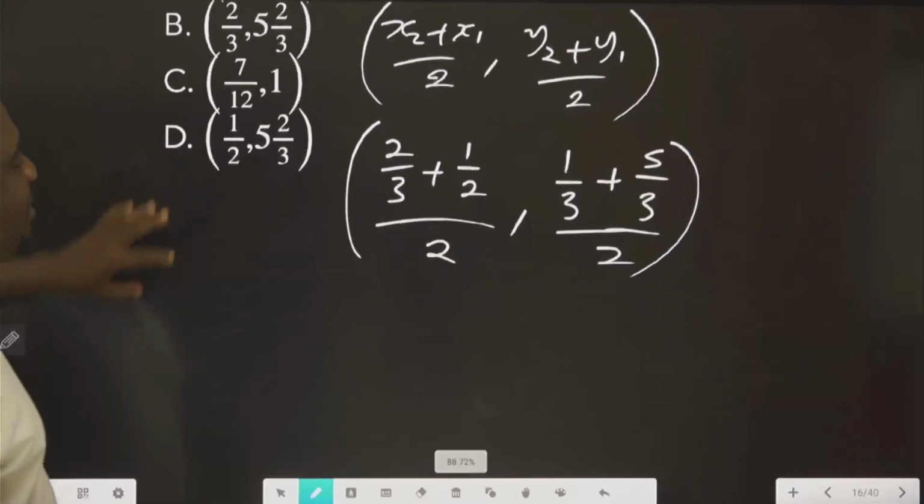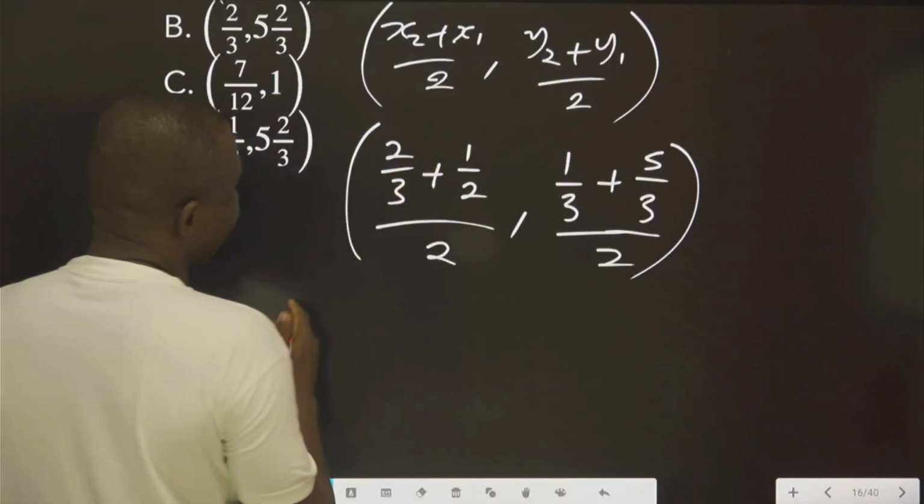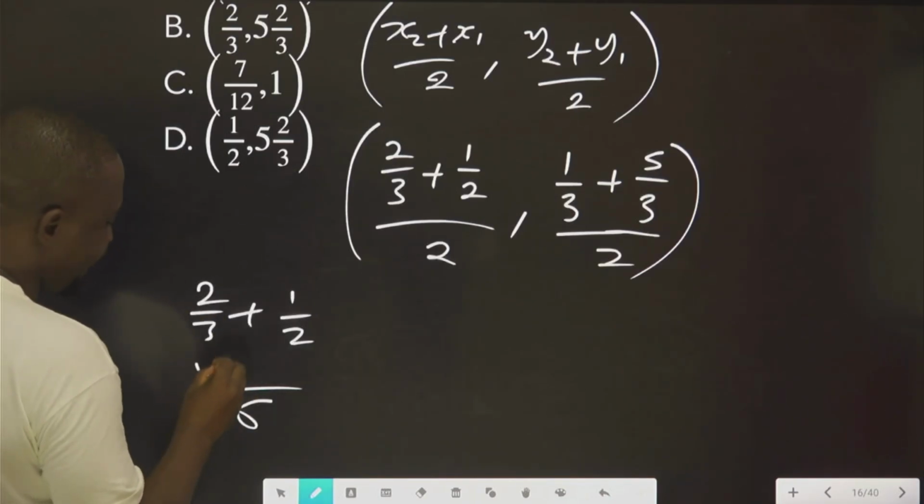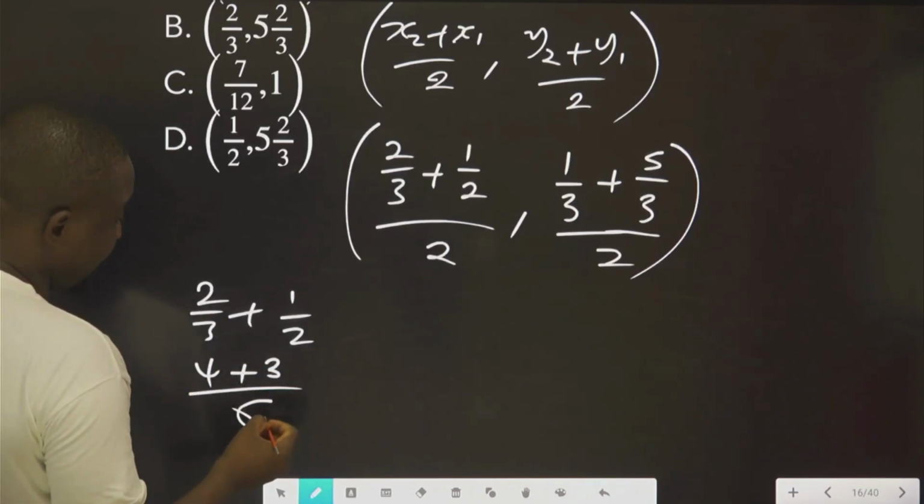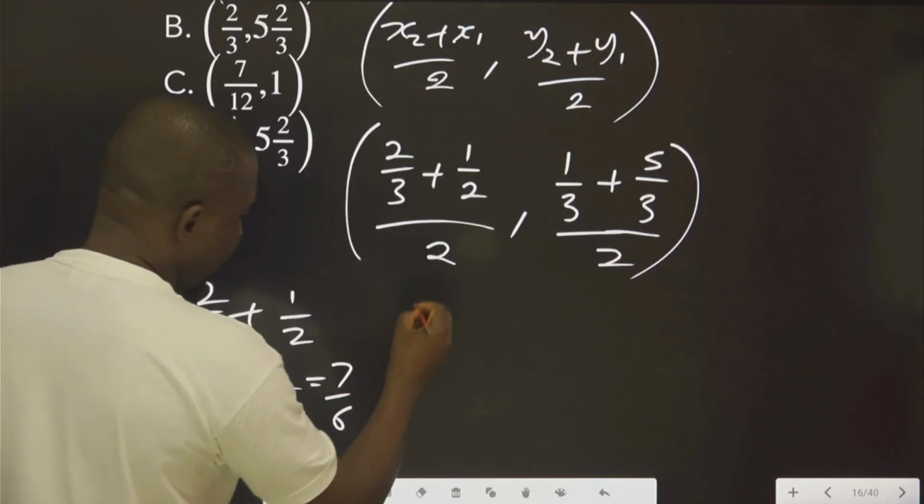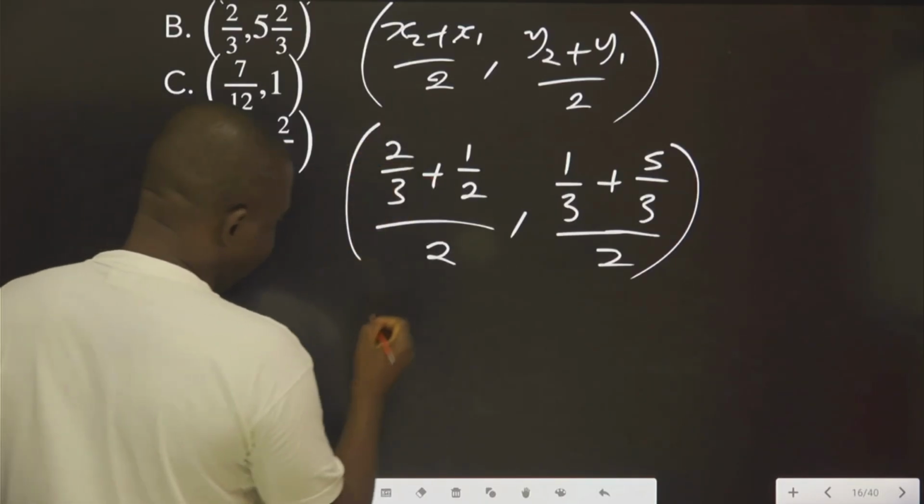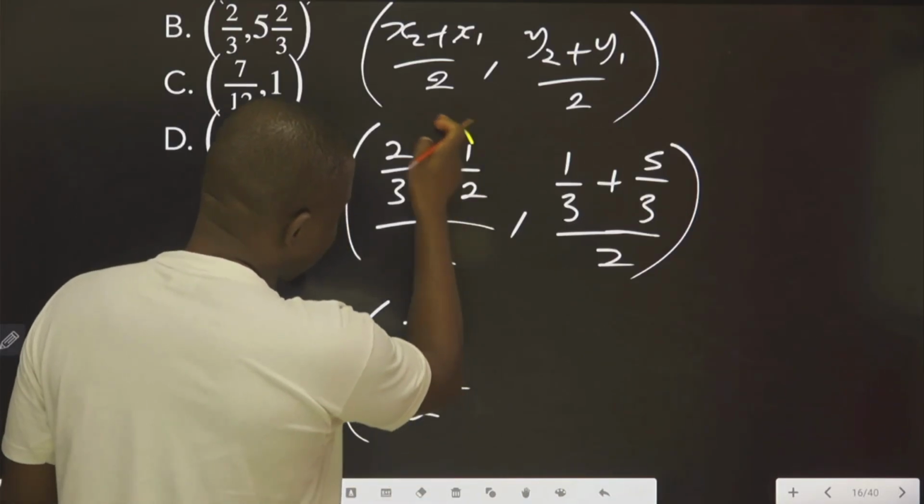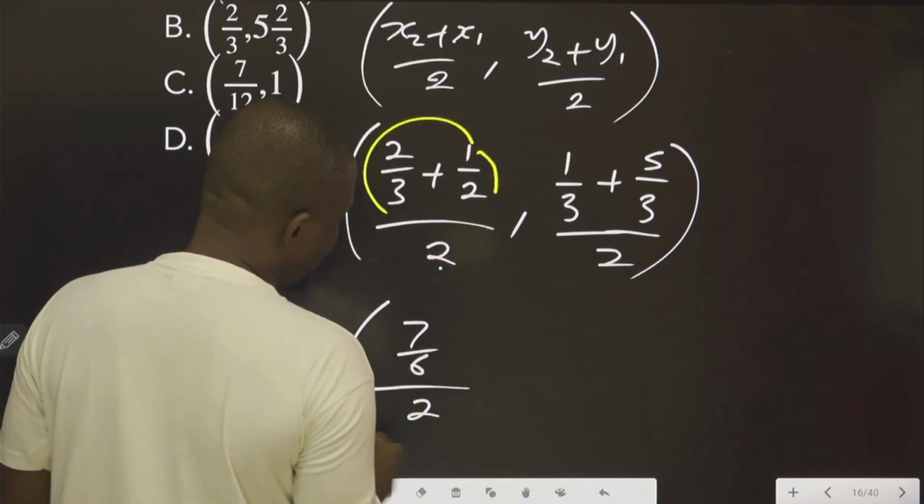So this one is just to solve now. You add this. You agree with me? 3 plus 1 over 2. This is 6. We give 4 plus 3 equal to 7 over 6. So here now is 7 over 6, 7 over 6 over 2. This 7 over 6 over this 2.